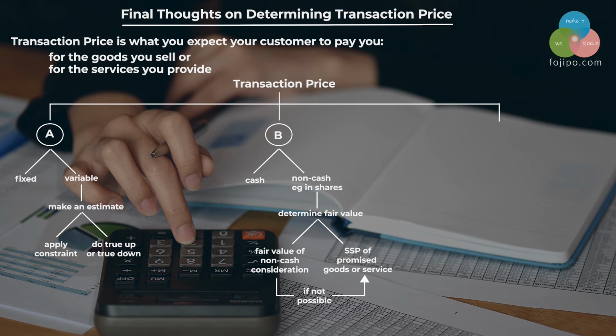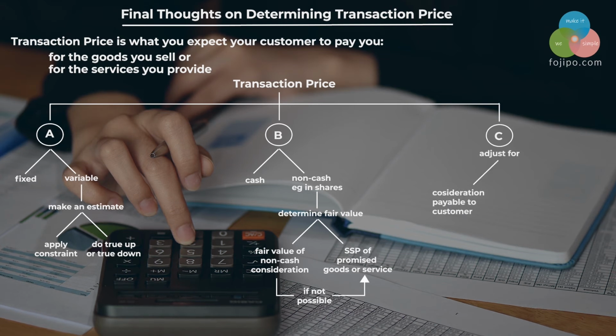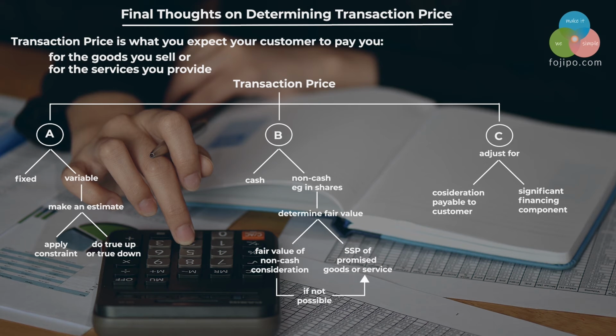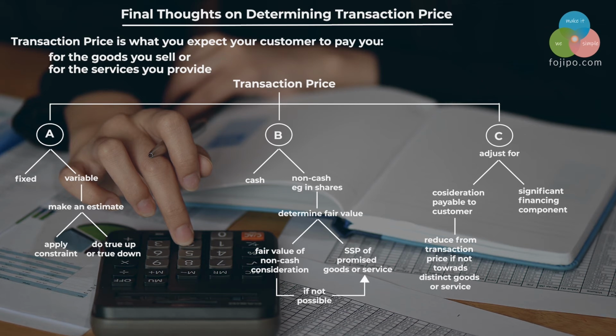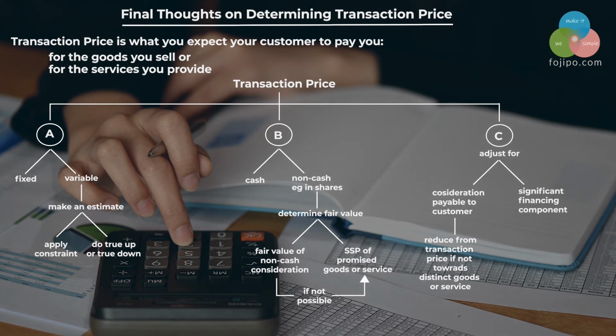And finally, transaction price may have to be adjusted for consideration payable to the customer, or for the existence of a significant financing component. Consideration payable to the customer which is not towards the purchase of distinct goods and services should be reduced from the transaction price. If consideration payable to the customer is a variable amount, then you should make an estimate of that variable amount, and that estimated amount should be reduced from the transaction price.